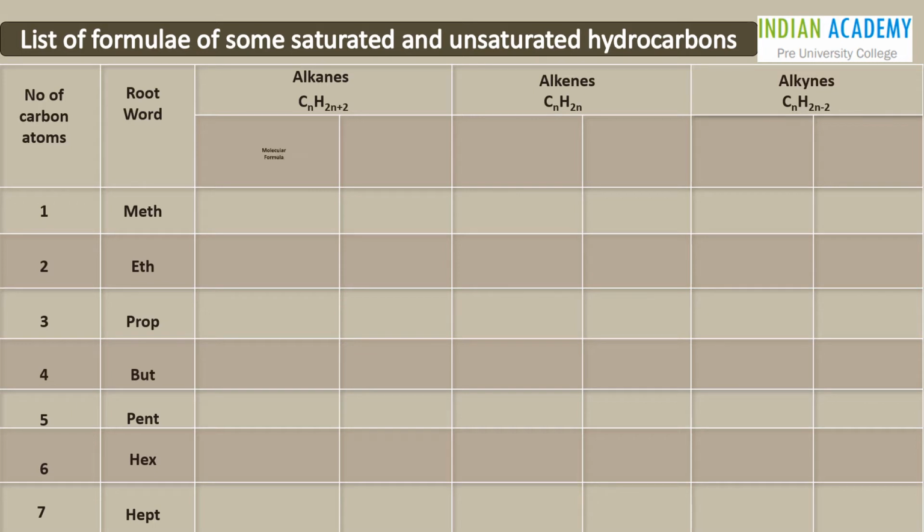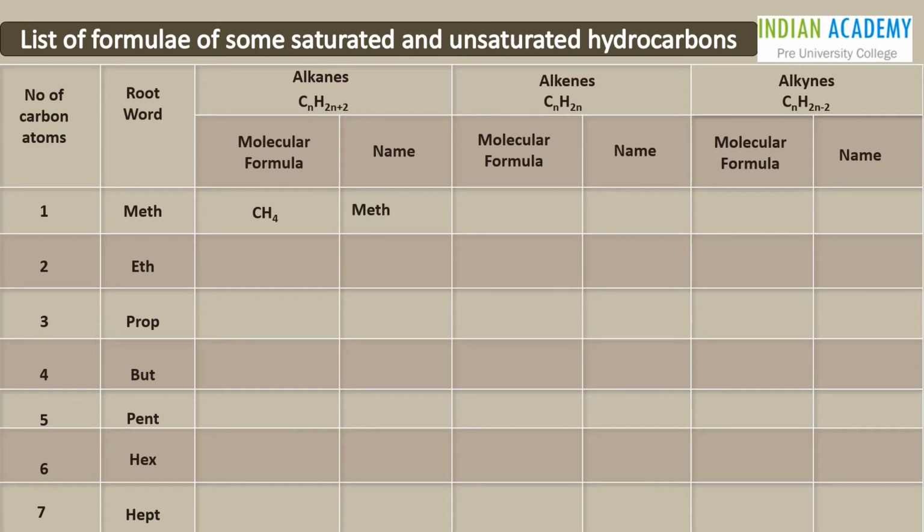Now let's see how to write the molecular formula and name of some of the hydrocarbons. If we take 1 in place of n in the general formula of alkanes, that is CnH2n+2, we will get the molecular formula CH4. Here, since you have one carbon atom, the root word is meth, and since it is an alkane, we end it with ANE. So the name of the hydrocarbon is methane.